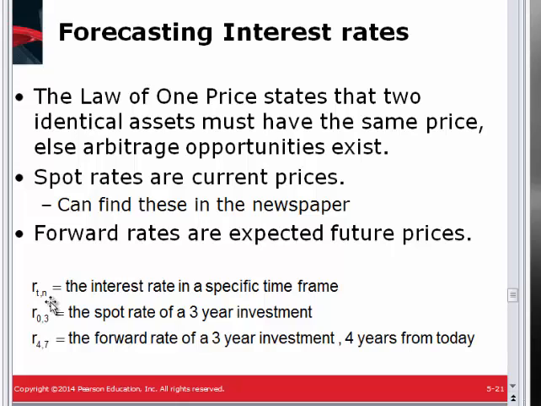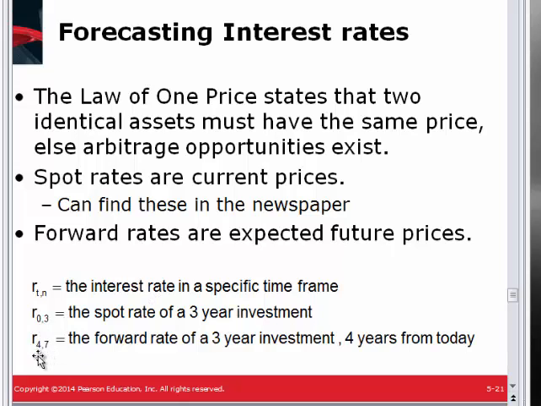T is the time when the security is issued, and N is the year that it matures. So R03 is the spot rate of a 3-year investment. How do we know it's the spot rate? Well, 0 says that's the price today, and of course 3 means it's a 3-year investment.